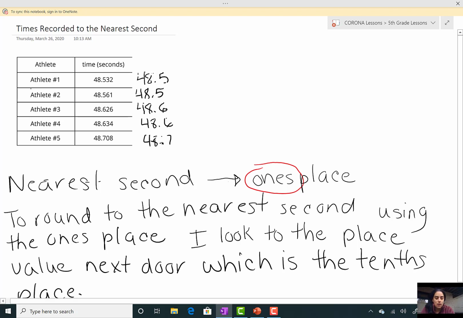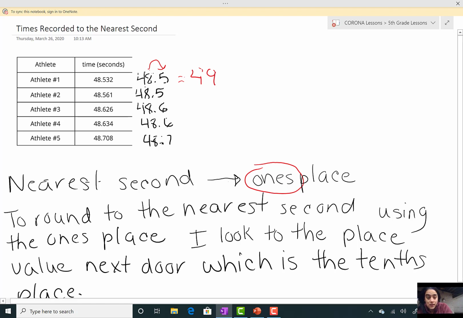I took the athletes' times, all 5 of them, and I listed out the tens and ones, which are all 48 seconds. Now, to round to the nearest second, which is the ones place, using the ones place, I look to the place value next door, which is the tenths place. All right, so let's do it with the first one. If there's an 8 in the ones place, and I look next door and there's a 5, and if I'm rounding it to the nearest second, this is going to round to 49 seconds. Okay, let's look at athlete 2.